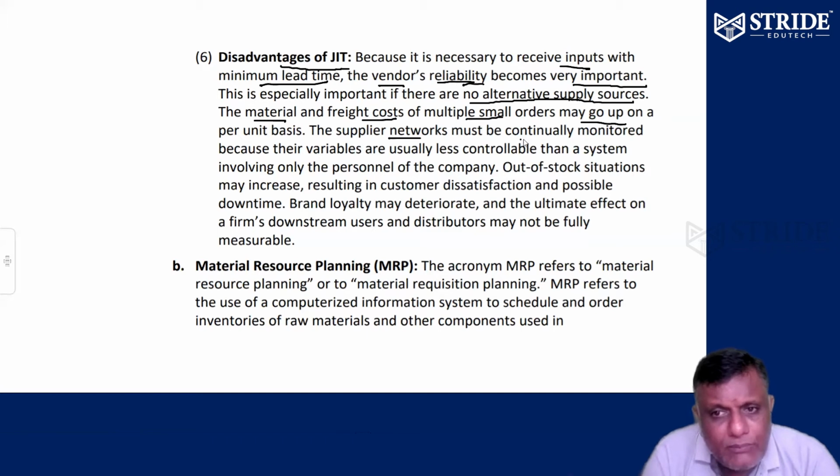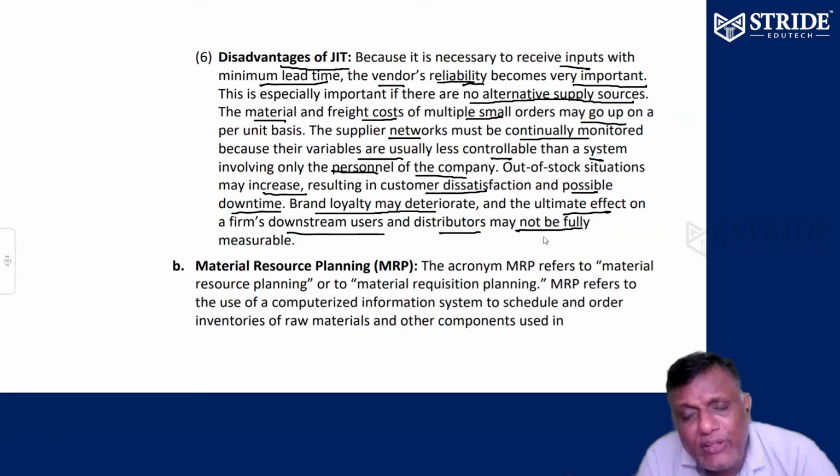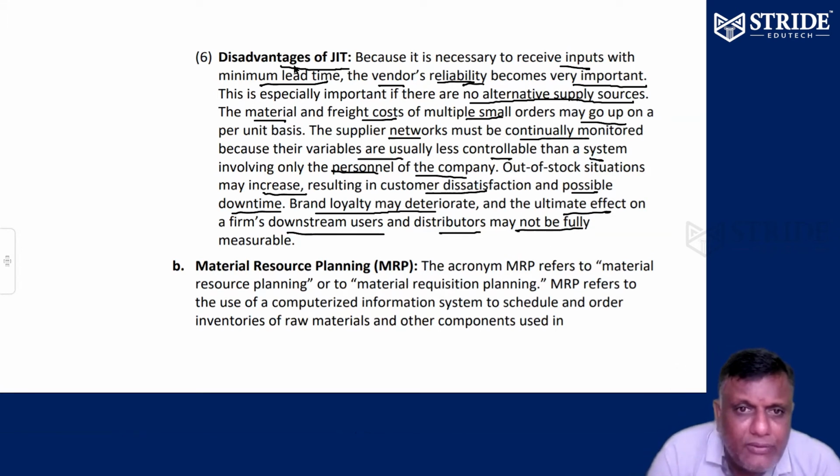The supply network must be continuously monitored because variables are usually less controllable. The system will take care of things, but here the variable cost will be out of hand. Everything will suddenly increase. There is customer dissatisfaction, possible delays, and downtime. If we do not hand over on time to the customer, the brand loyalty of the company will deteriorate. Ultimately, downstream users are affected. You cannot measure how much effect you are going to have on them. Therefore, these are the minus points of JAT.